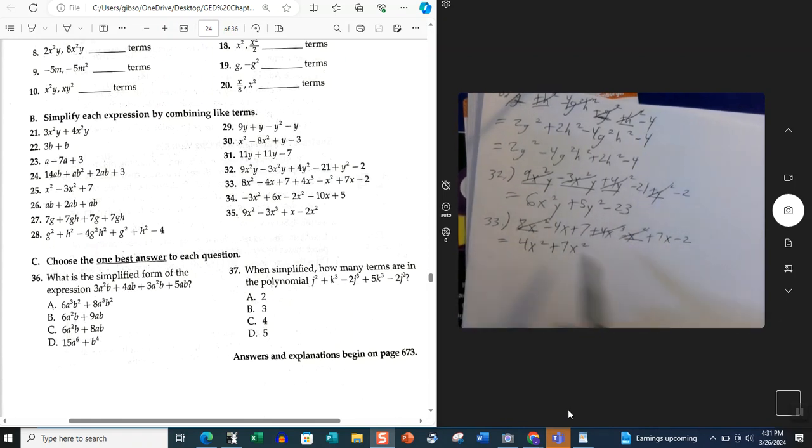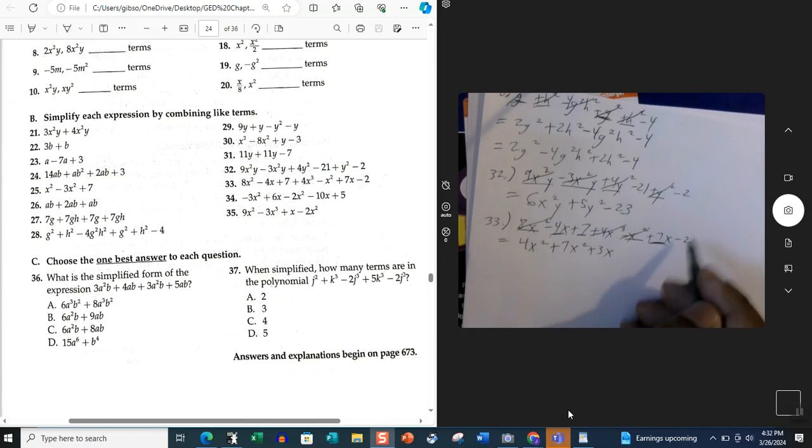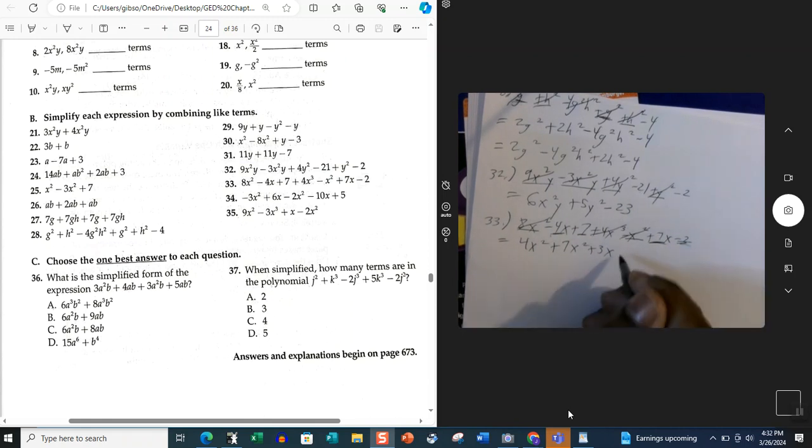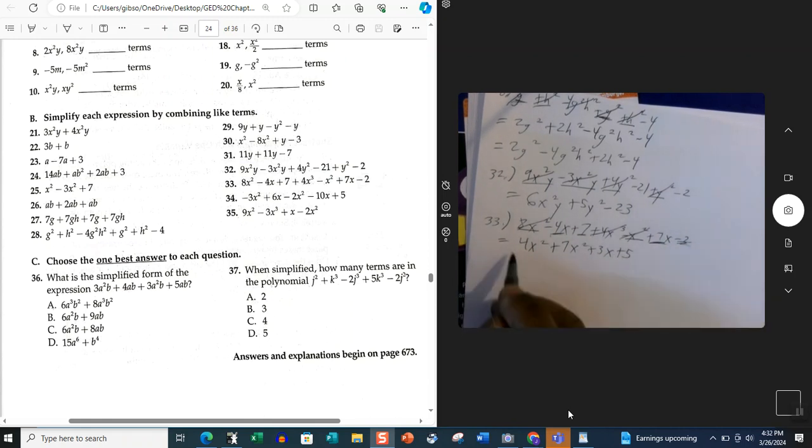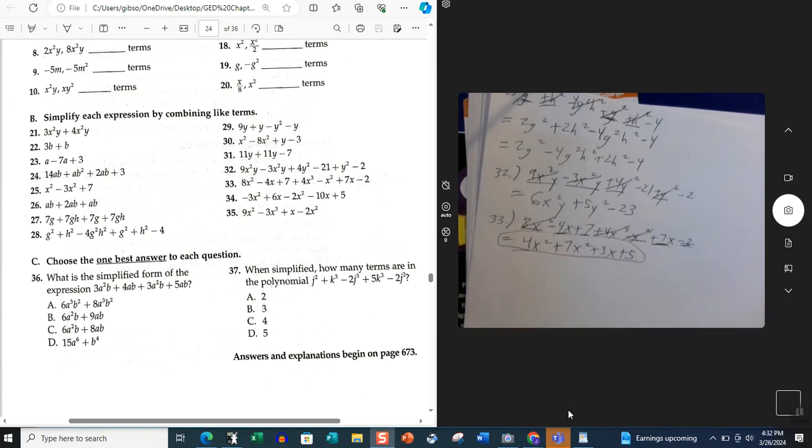Okay, next, we have x. We have negative 4x, and we have positive 7x. Negative 4x plus 7x is a positive 3x. And then we have positive 7 minus 2. 7 minus 2 is a positive 5. So that's it for 33.